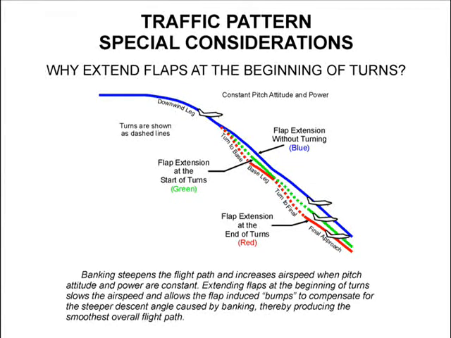Also, why did we extend flaps at the beginning of turns? Banking steepens the flight path and increases airspeed when pitch attitude and power are constant. Extending flaps at the beginning of turns slows the airspeed and allows the flap-induced bumps to compensate for the steeper descent angle caused by banking, thereby producing the smoothest overall flight path.